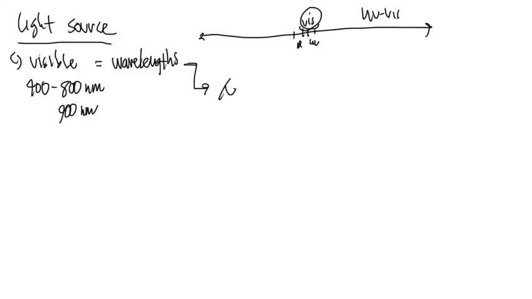All right? So the first thing that you have to understand is that we don't really call them light bulbs in the atomic absorption and emission world. What we call them is a hollow cathode lamp.